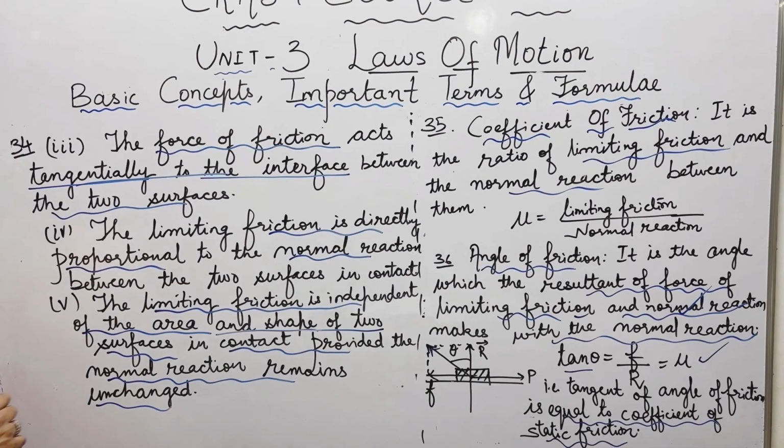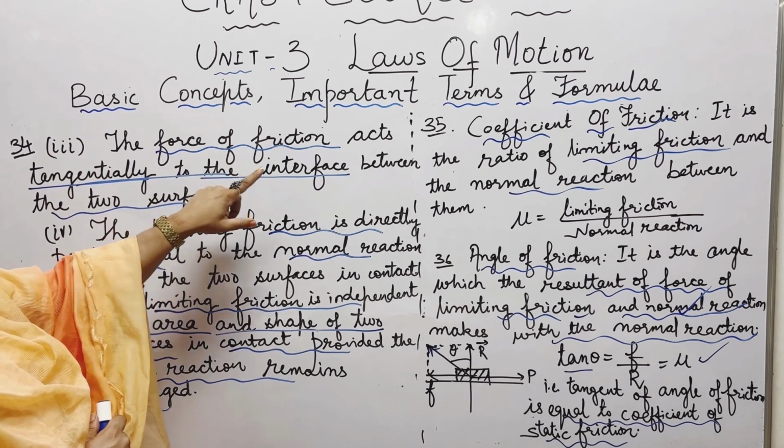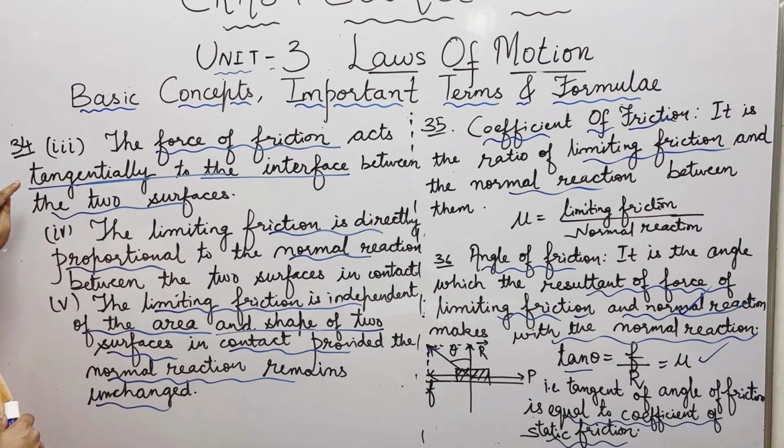Now, continuing with the laws of friction, the third point is that the force of friction acts tangentially to the interface between the two surfaces. The next is that limiting friction is directly proportional to the normal reaction between the two surfaces in contact, and the limiting friction is independent of the area and the shape of the two surfaces in contact, provided the normal reaction has not changed.